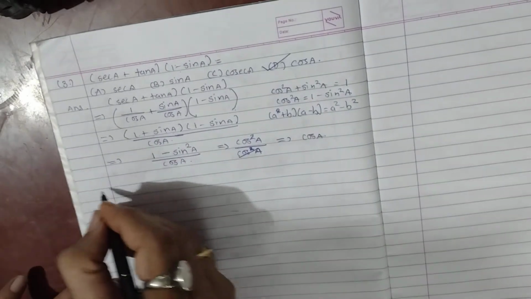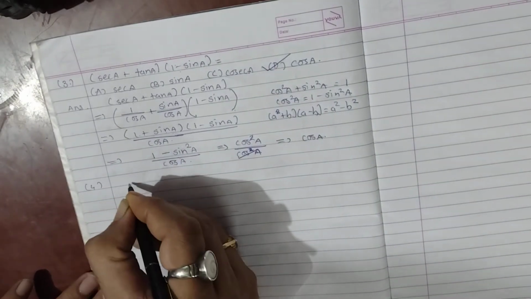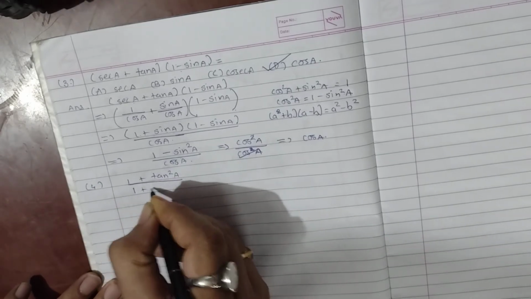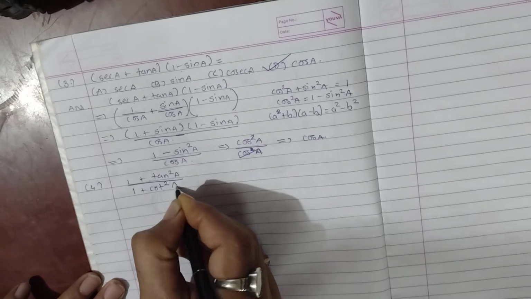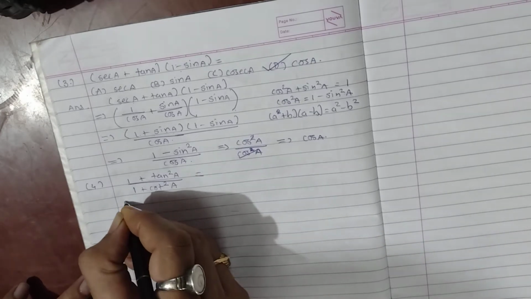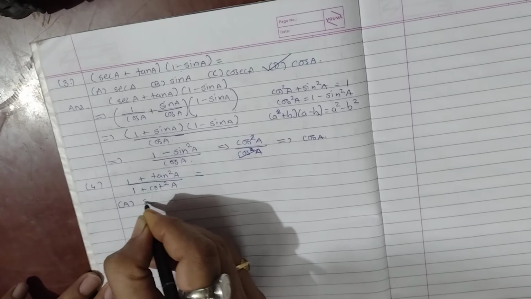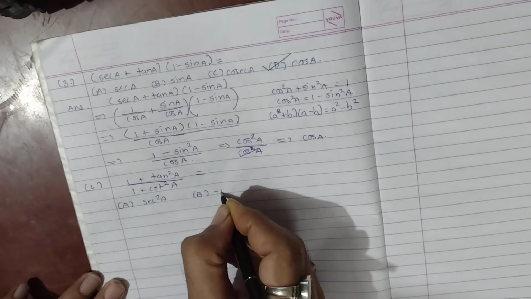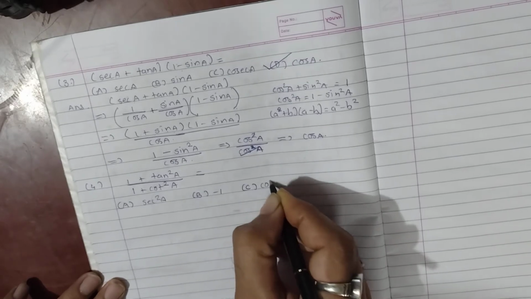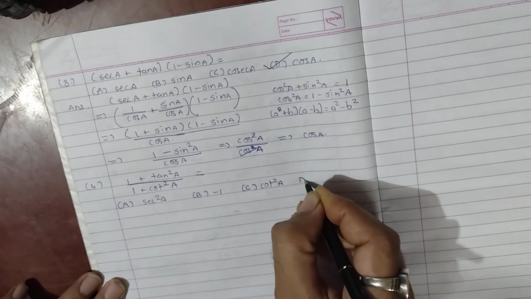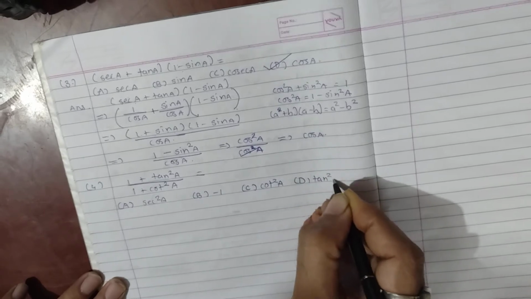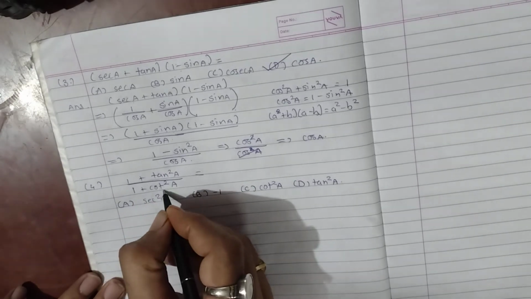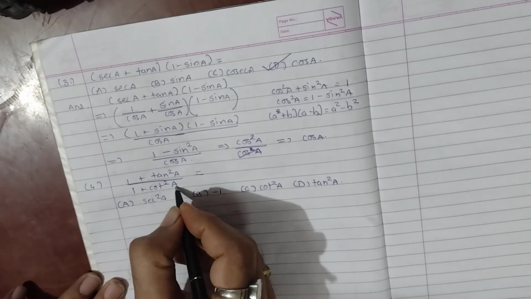Now we will go to the fourth sum, that is given here: 1 plus tan square a upon 1 plus cot square a equals to, and our options are given here. A is sec square a, B is given minus 1, C is cot square a, and D is tan square a, right? From here we have to choose. Now it is given 1 plus tan square a, and the denominator is given 1 plus cot square a.